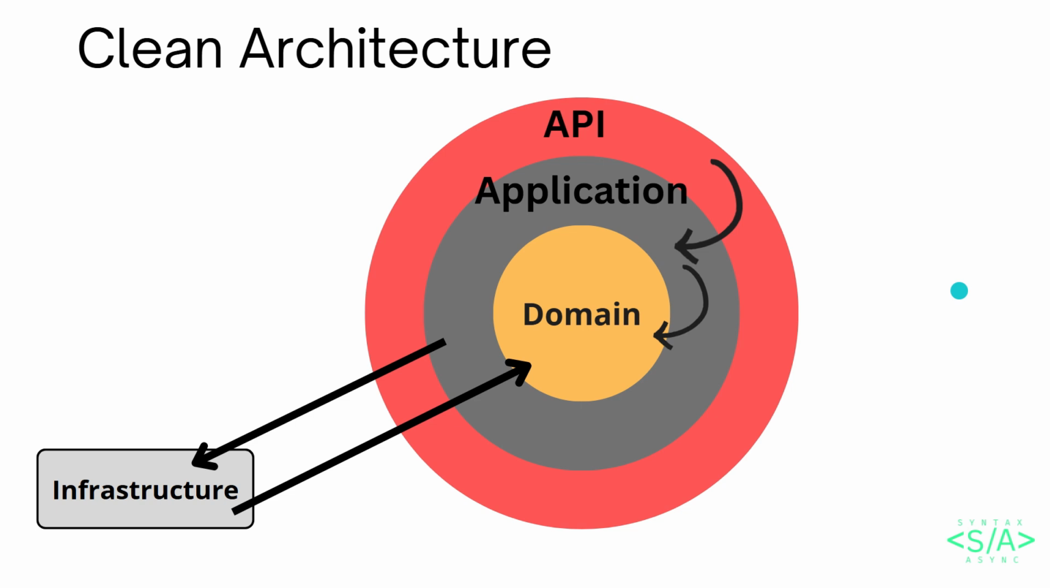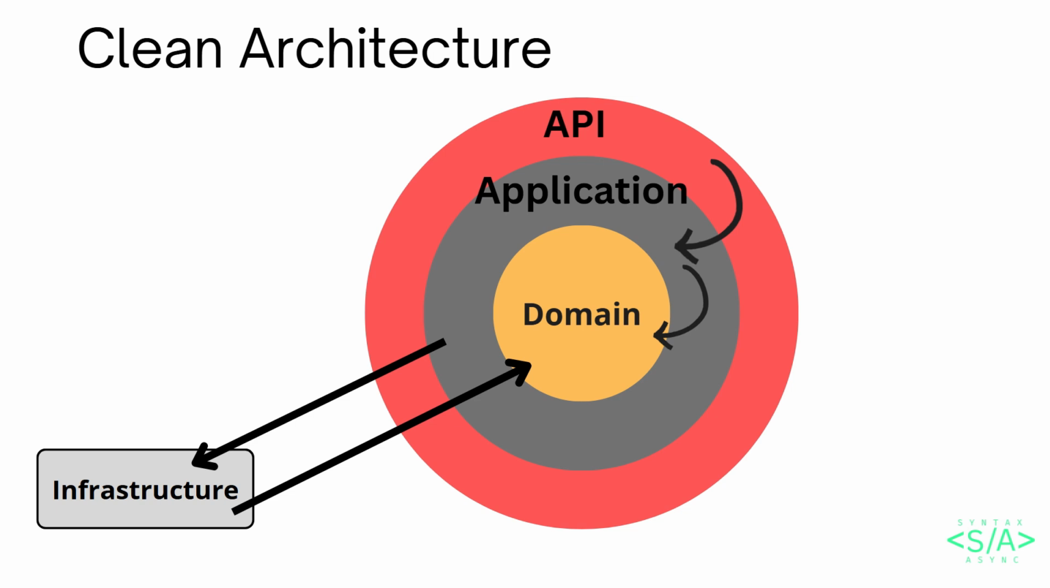So the domain layer is at the core of the architecture and it has no dependencies on any other layer. It's also known as onion architecture. So now you know the onion.